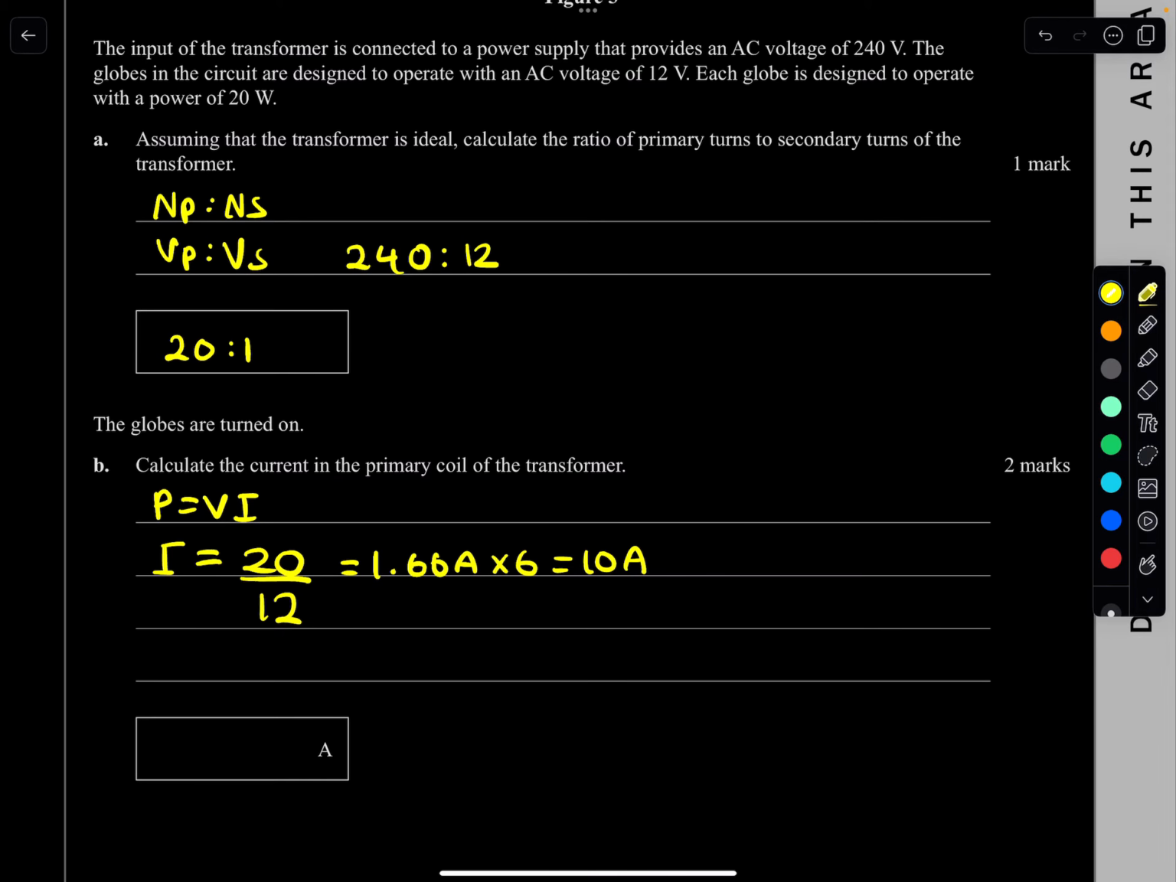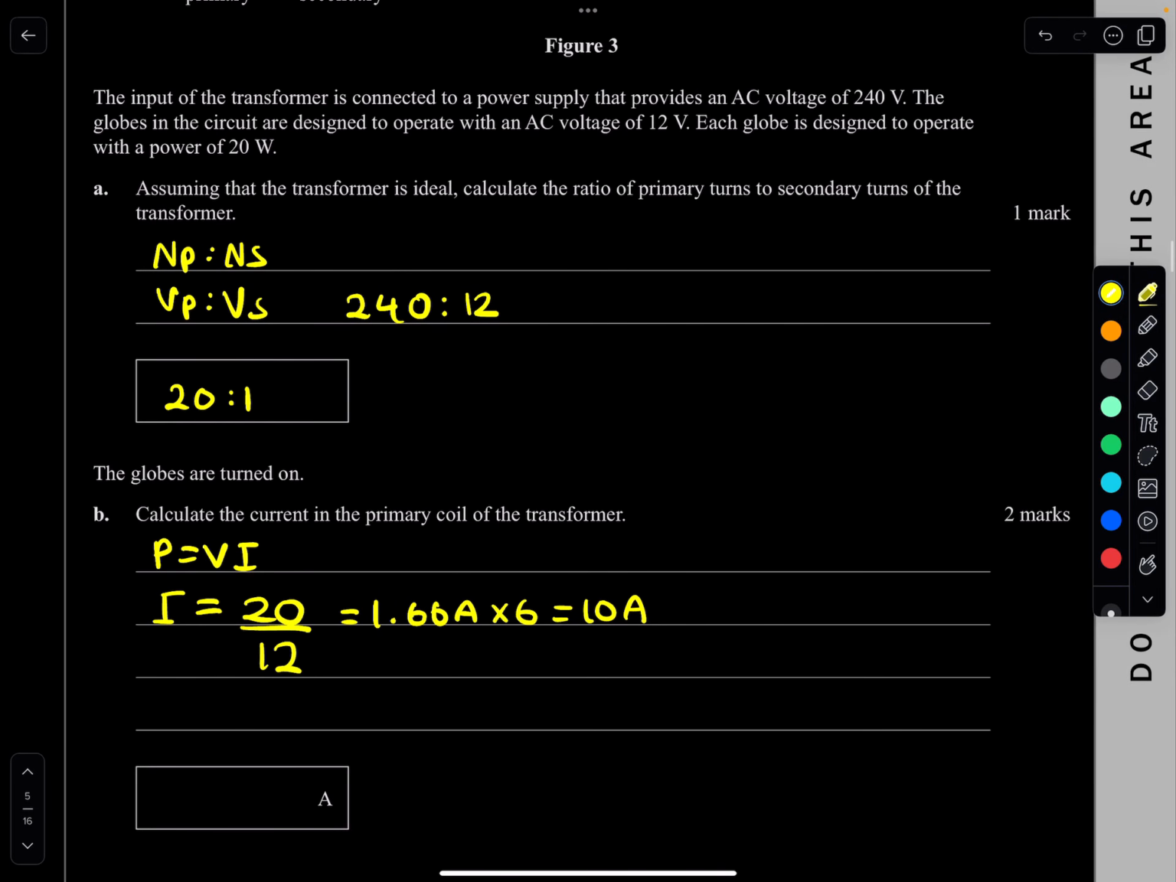And now all we need to do is, we know that the number of primary turns to your secondary is equal to your current in the secondary over your primary.